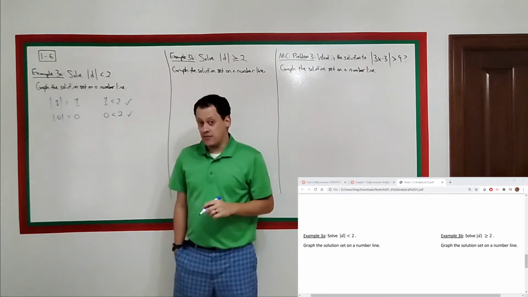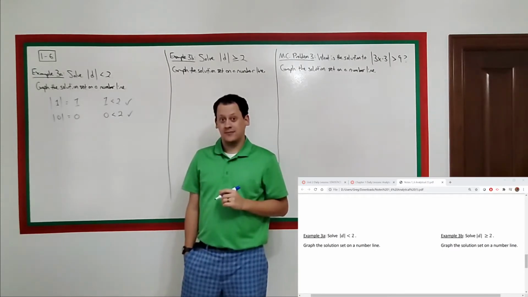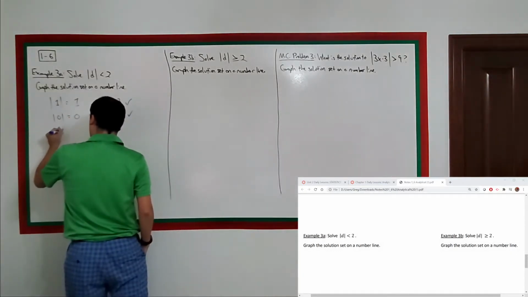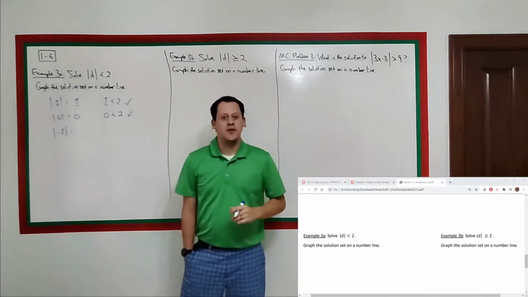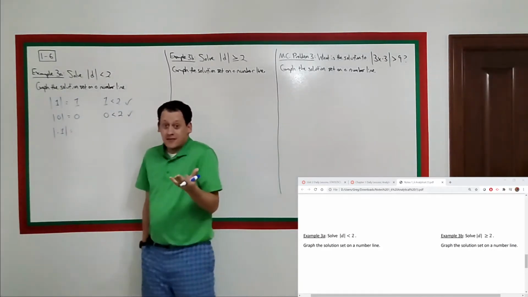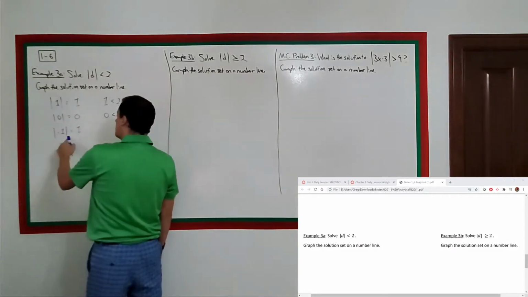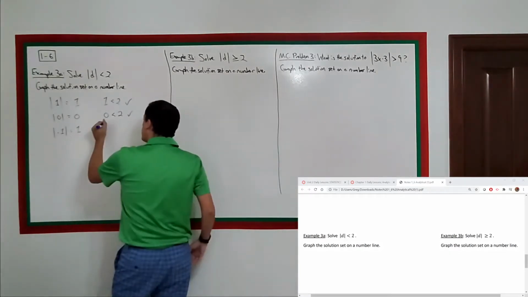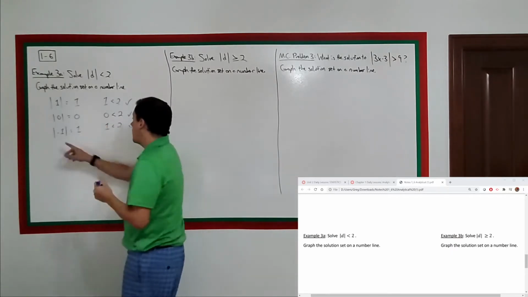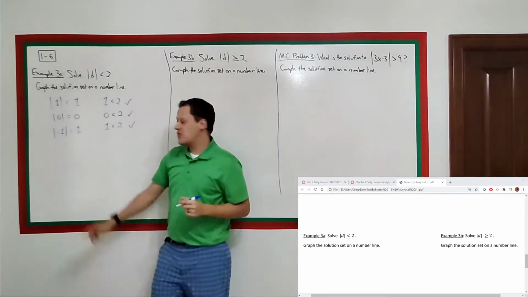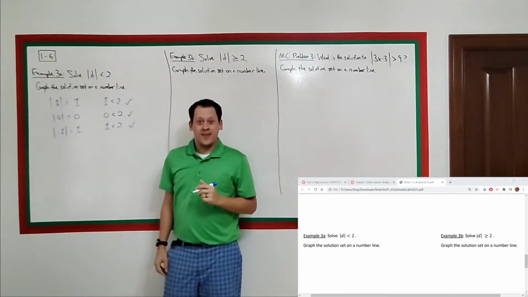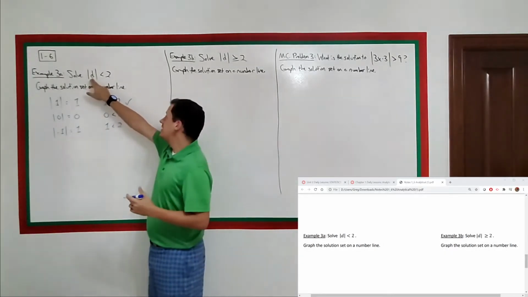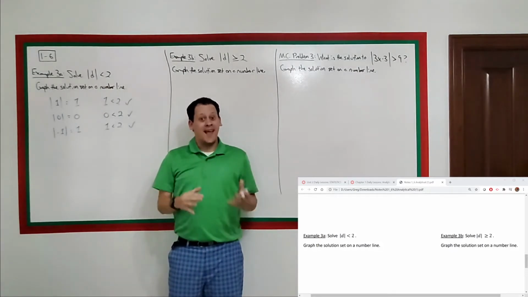Could D be a negative number and this still work? If positive 1 works, what about negative 1? What is the absolute value of negative 1? It's positive 1, right? Remember, those absolute value bars take anything that's inside and make it positive. So, again, 1 is less than 2. So, negative 1 also works for D. So these are 3 of the numbers that work. It turns out, any number you plug in here that is between 2 and negative 2 works.